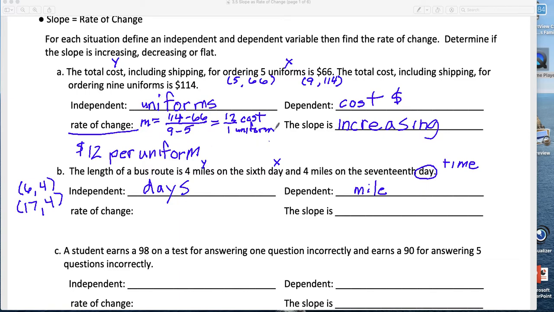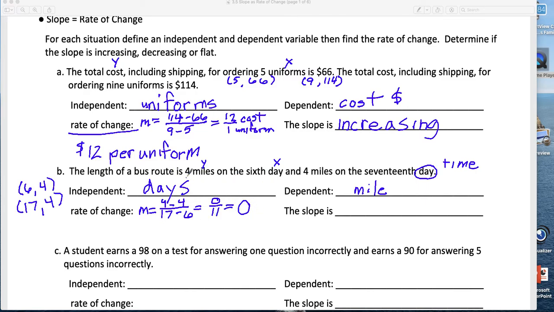And to plug those into my exact same formula, m is going to be equal to, it's y's over x's. My y's are both 4's. So I've got 4 minus 4 over 17 minus 6. And that's going to give me a 0 over an 11. Okay, any 0 divided by anything is going to be equal to 0. Okay, well, that's not a positive slope. It's not a negative slope. So it can't be increasing or decreasing. And if I look at what's going on here, it's flat.